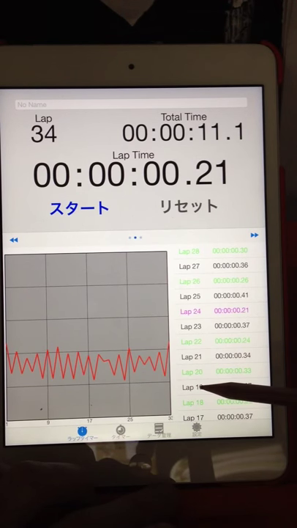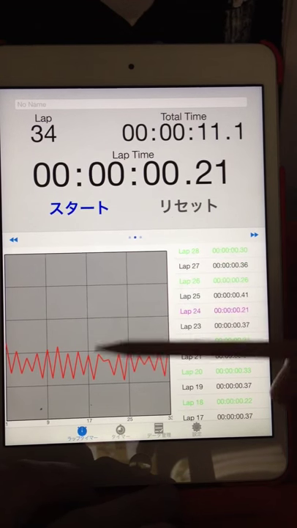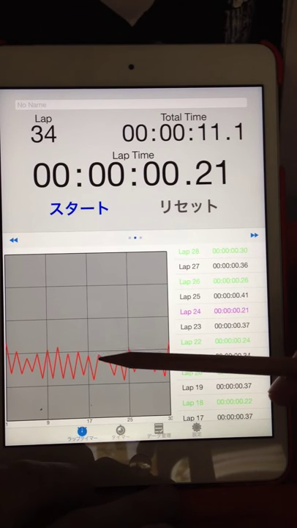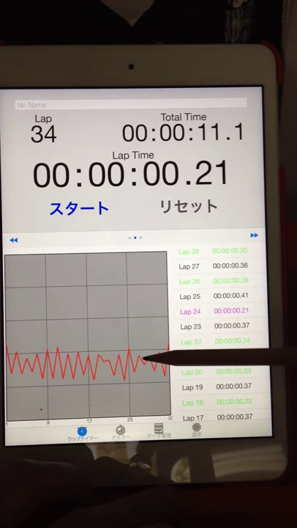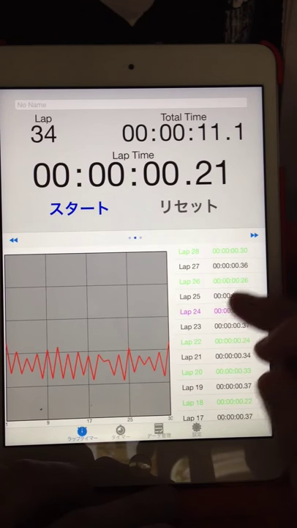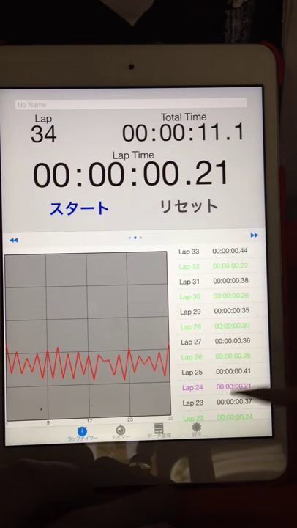1, 2. Difference is 4. 4 divided by 6.5 = 6%. 6% bounce, modest bounce. And this almost weak.